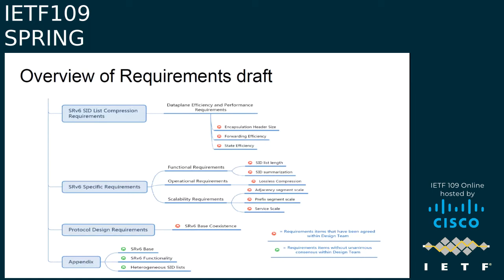So here is the overview of the requirement draft now. There are 3 aspects of the requirements: SRv6 SID list compression requirements, the SRv6 specific requirements, and the protocol design requirements, as well as an appendix which included some requirement items without unanimous consensus within the design team. In the figure, the items with the red flag are those which we have agreed. The ones with the green flag are those without unanimous consensus within the design team. Next page.